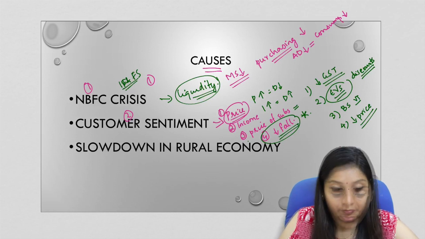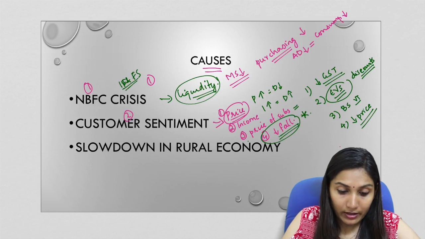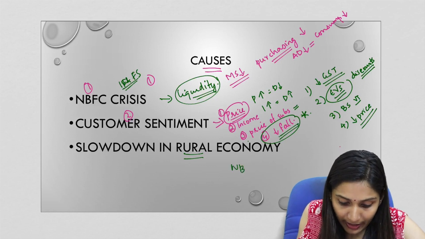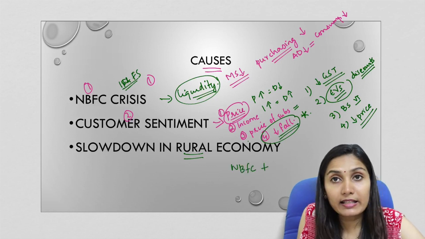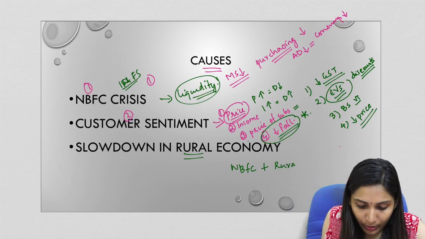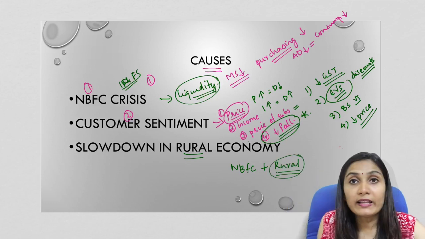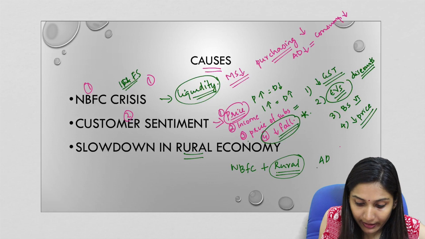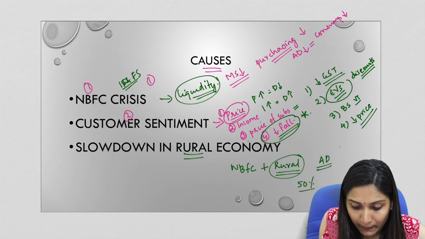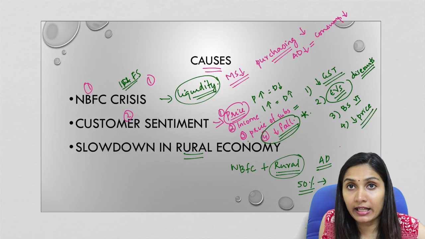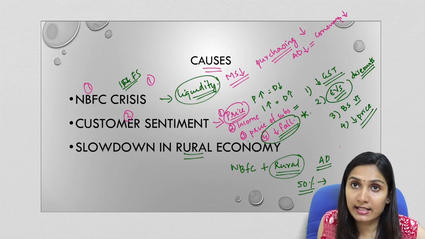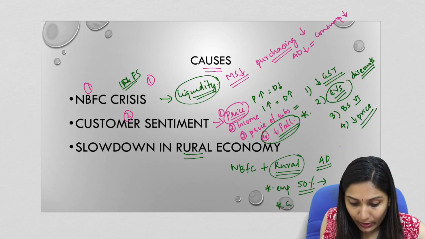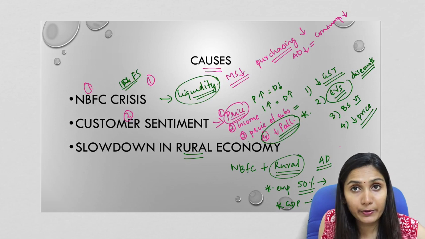Now, another factor that has caused a decrease in the sale of automobiles is a slowdown in the rural economy. We have already discussed the NBFC crisis, and along with that is the slowdown in the rural or agricultural economy. When there is a slowdown in the agricultural or rural economy, it can impact aggregate demand. This is because more than 50% of India's population is engaged in agricultural activities or employed in the agricultural sector, or the primary sector. So in terms of employment, the agriculture sector is very important. In terms of GDP also, the agricultural sector contributes significantly.